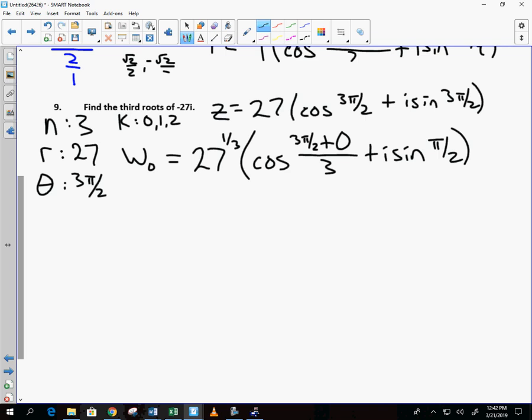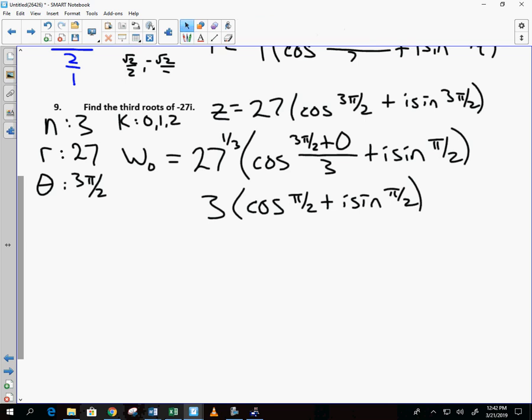27 to the 1/3. What's 27 to the 1/3? 3 times the cosine of what? Pi over 2 plus i sine of pi over 2. I'm sorry, you caught it. So yep. So when you see that pi over 2, sometimes we think it's 180. Actually 90, not much different, just a flip of the zeros and the ones. So all right, what do we call that? Trigonometric form. And what do I want to do?